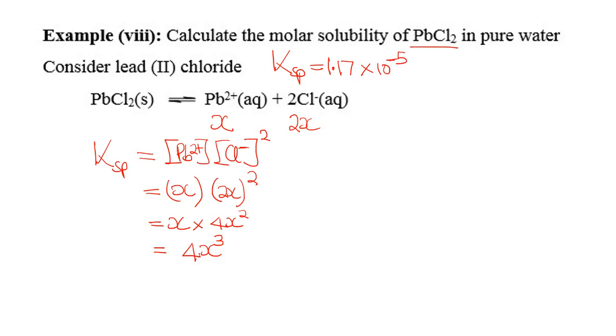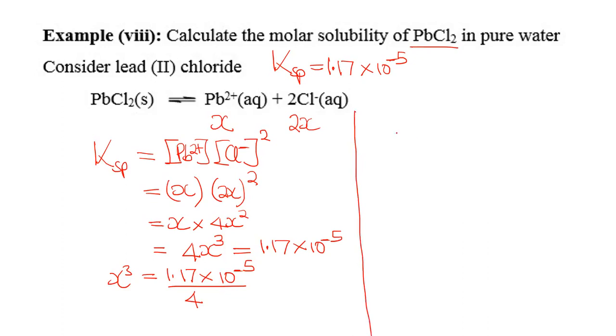So this one, 4x cubed, is equal to 1.17 times 10 to the power negative 5. So we can say that x cubed is equal to 1.17 times 10 to the power negative 5 divided by 4. So I can continue it from here.